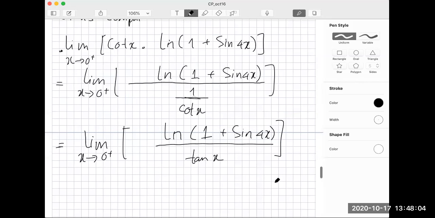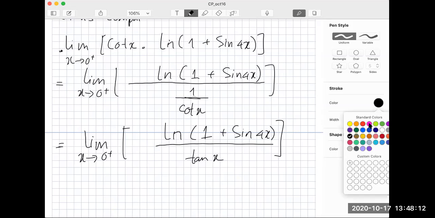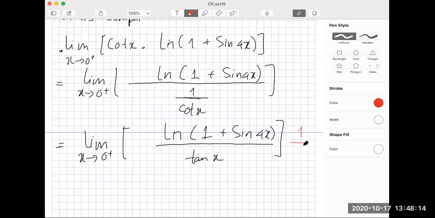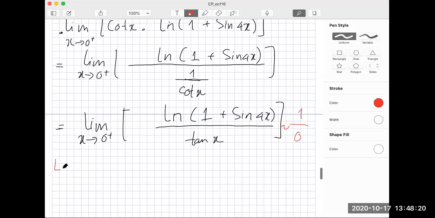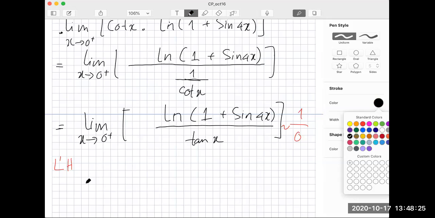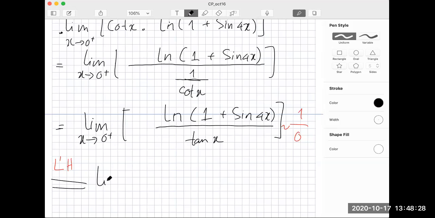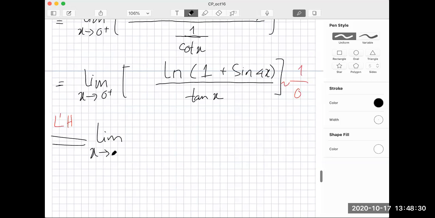Okay. Now, this is 1 and cotangent. When x approaches 0, it approaches 0, right? It's somehow like this. So we can use L'Hopital's rule. This will be the limit when x approaches 0 from the right-hand side of the derivative of the numerator divided by the derivative of the denominator. Okay?